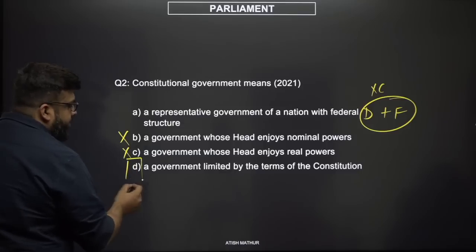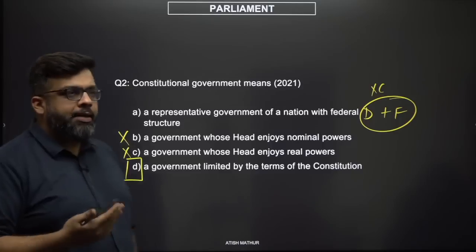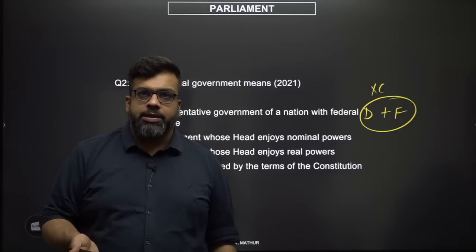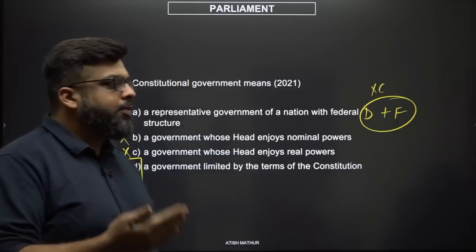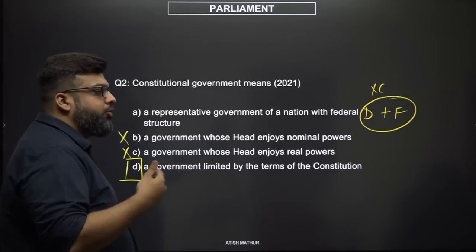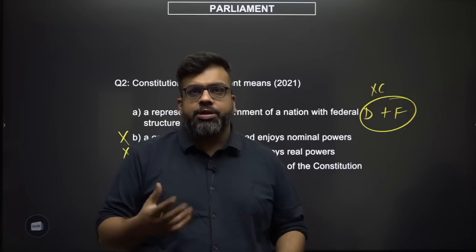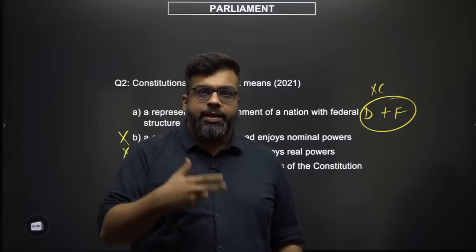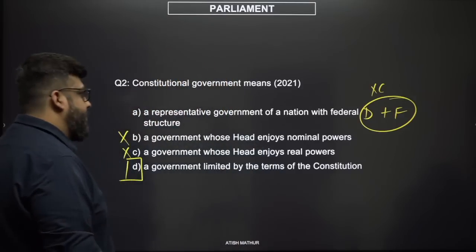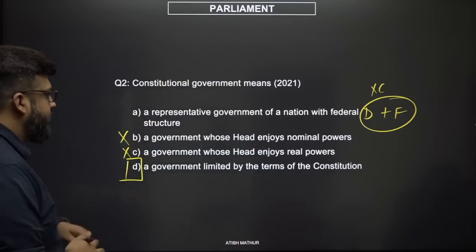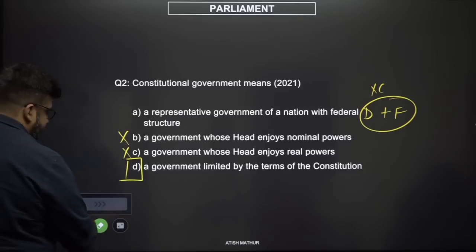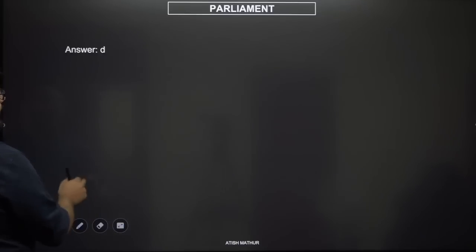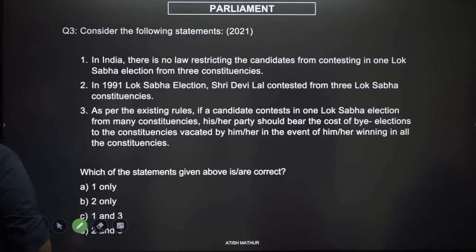What you're left with is option number D, a government limited by the powers of the constitution, or that's what constitutionalism is. It's a theory where you limit the powers of the government through the constitution, and a constitution is a single document that governs the powers in the first place. So a very simple question could be answered in a rather fast manner. So your answer here should be D. There we go. Next question.